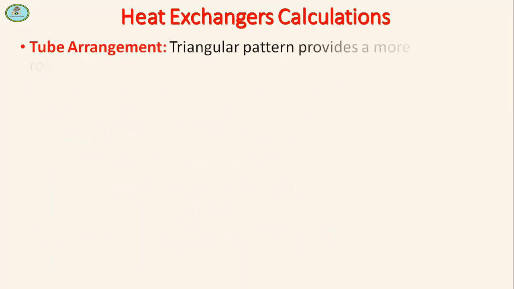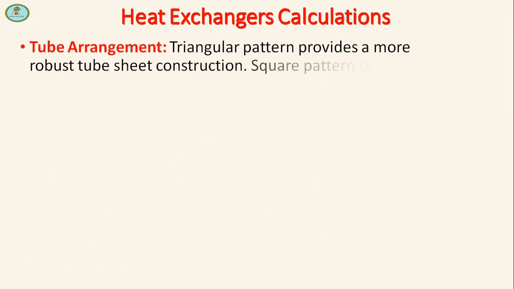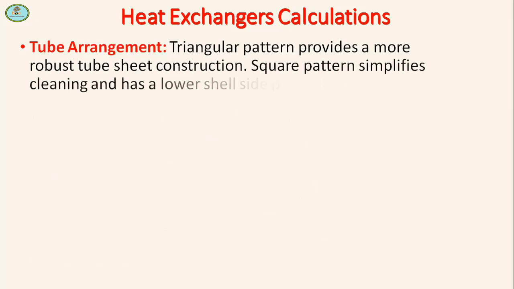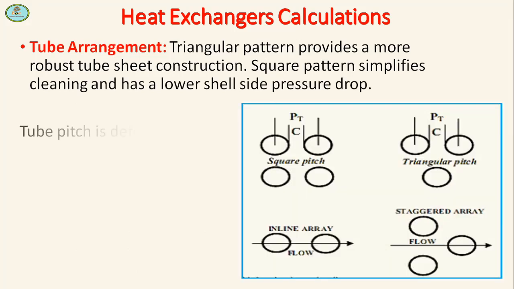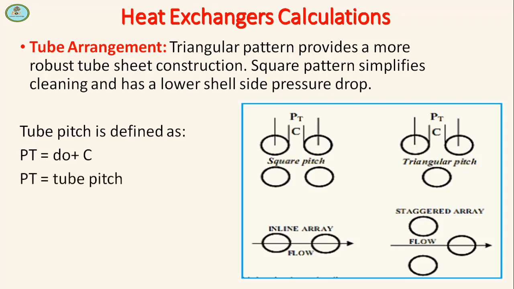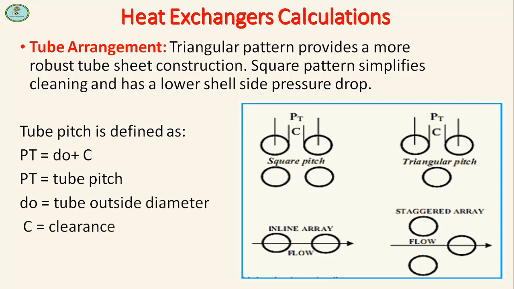Triangular pattern provides a more robust tube sheet construction. Square pattern simplifies cleaning and has a lower shell side pressure drop. Tube pitch is defined as follows: PT is equal to DO plus C, where PT is tube pitch, DO is tube outside diameter, and C is clearance.